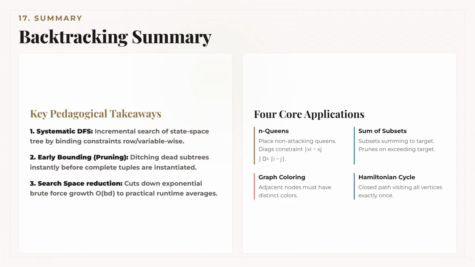Backtracking is one of the most elegant techniques in computer science because it combines recursion, constraint checking, and intelligent search into a single framework. Although the worst-case complexity of backtracking algorithms is often exponential, their ability to prune large portions of the search space makes them practical and powerful for many real-world problems.